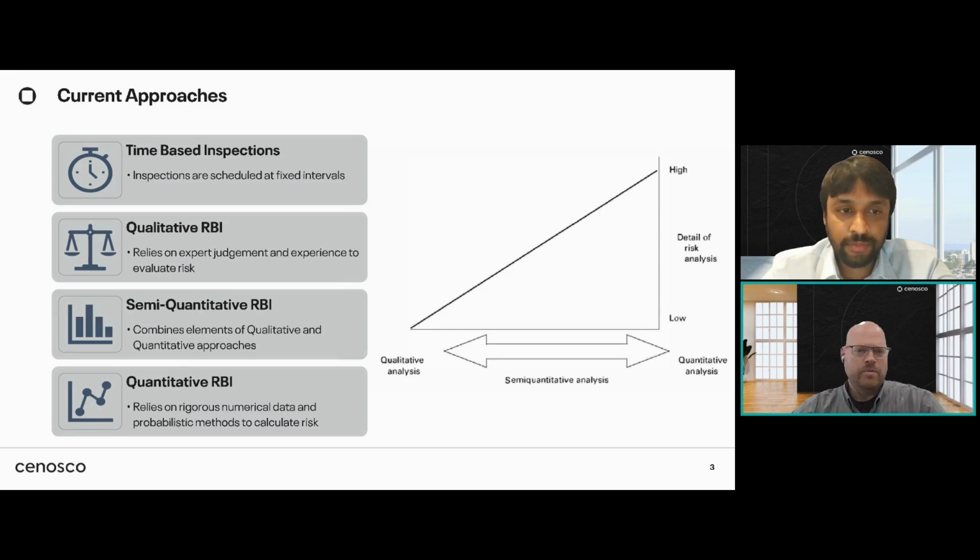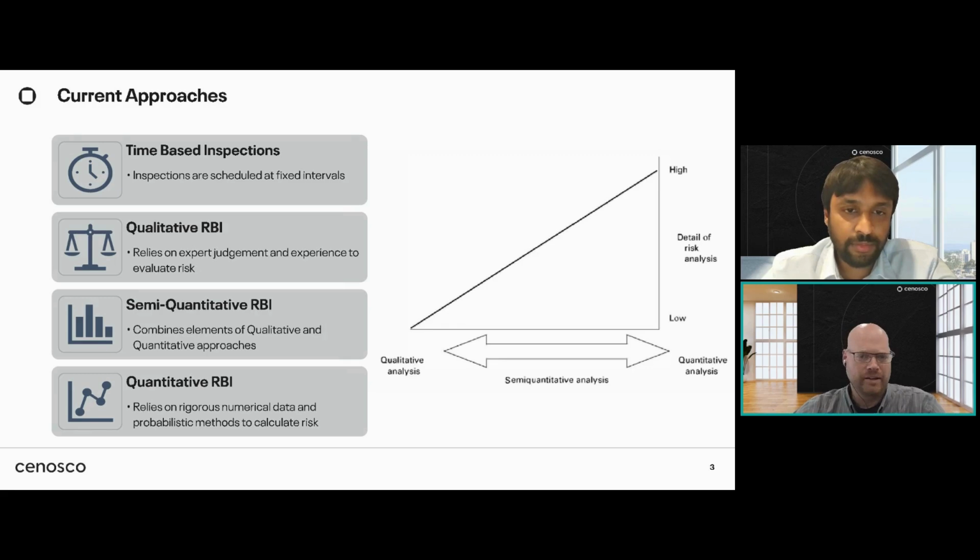Moving on to semi-quantitative inspection or risk assessment methodologies. This method blends expert judgment with some data-driven metrics. It often uses scoring systems or risk matrices to rank assets based on factors like failure likelihood or consequence of failure. This approach is more structured than qualitative methods generally and helps prioritize high-risk assets.